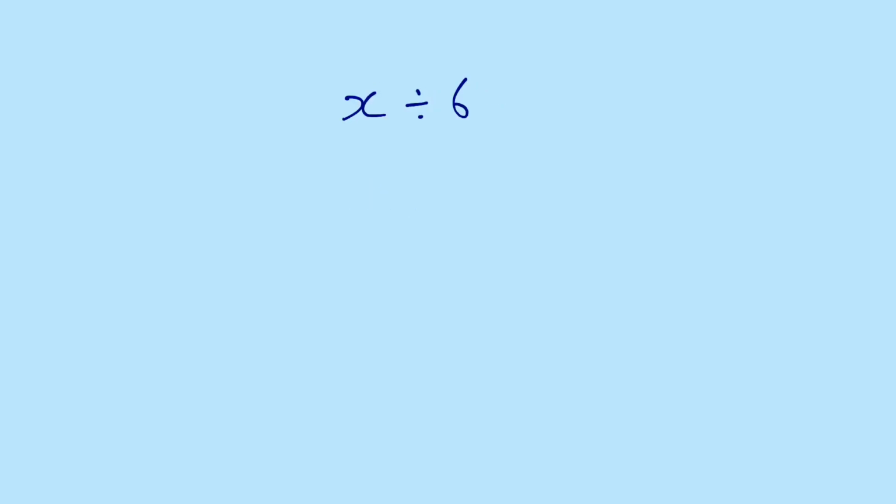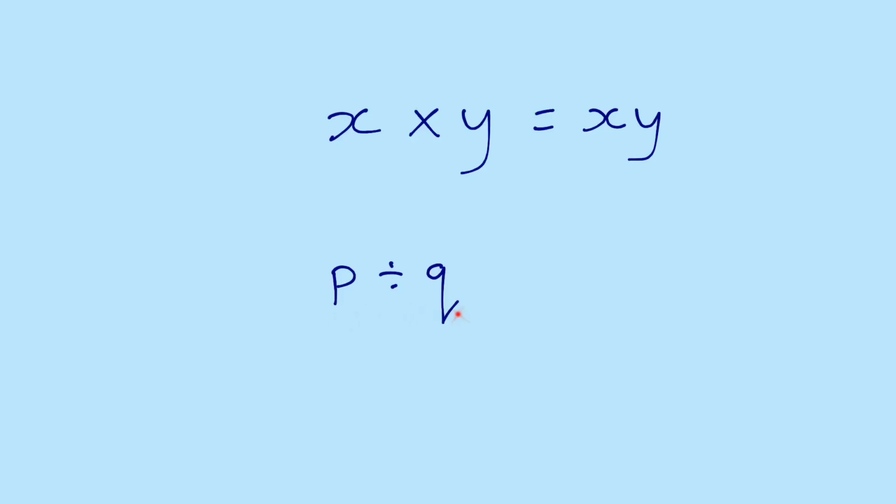With division, we also have certain conventions we follow. So normally when we have x divided by 6, we would write it as x over 6. Don't forget, the line here means divide. So always remember in algebra to write divisions as a fraction. In algebra, we can also multiply and divide different letters, so x times y is xy. Also, p divided by q is just p over q.